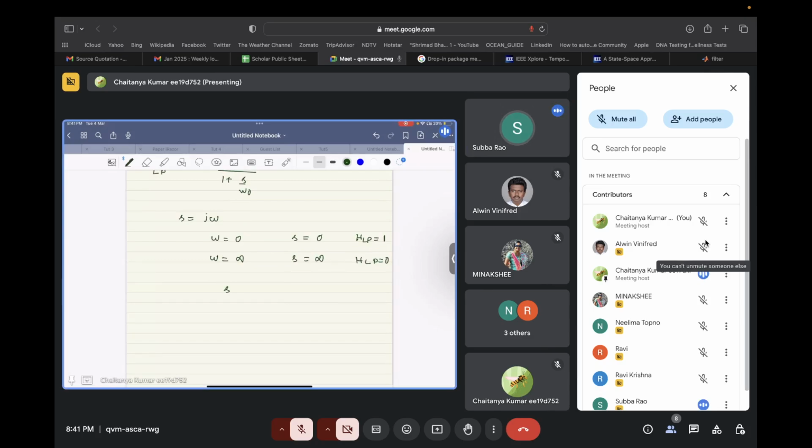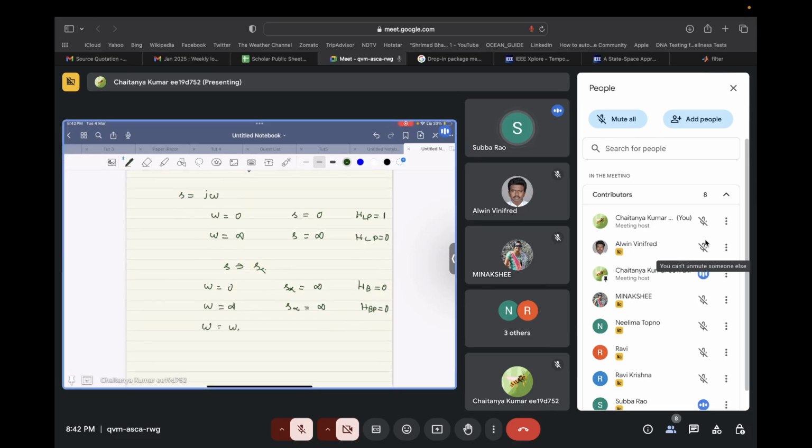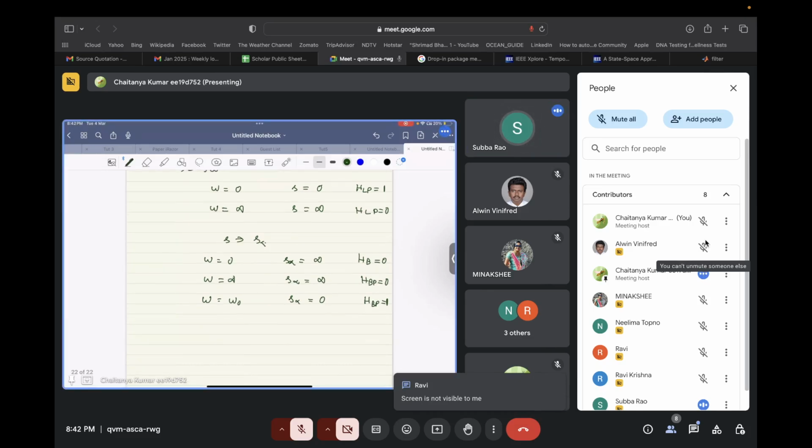We wanted to replace S by some particular S alpha, so that at omega equal to 0, S alpha becomes infinity, such that our band pass filter becomes 0. At omega equal to infinity also, S alpha shall remain infinity, such that our band pass filter still remains 0. And at omega equal to omega naught, our S alpha shall become 0, such that our band pass filter becomes 1. So to satisfy this, we need to find some S alpha of this form, right?